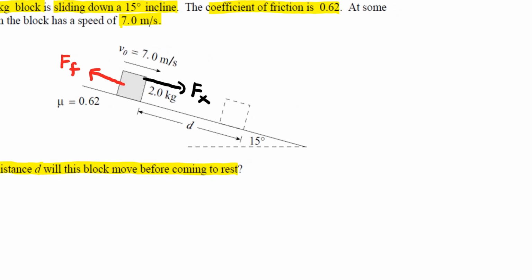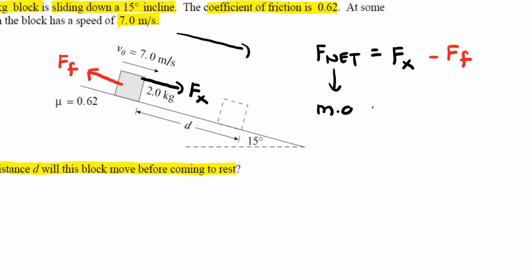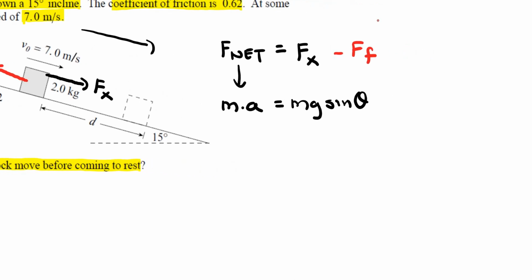And based on that, I can create an F net equation. Since this is going down the incline, I'll start off by writing down the force in the horizontal direction minus the force of friction. Okay, and then using Newton's second law, F net is equal to the mass times the acceleration, and the force in the horizontal direction is always mg sine of the angle, and the force of friction is technically μ FN cos of the angle, and the force normal is equal to the force of gravity, which is μ times mg times cos of the angle.